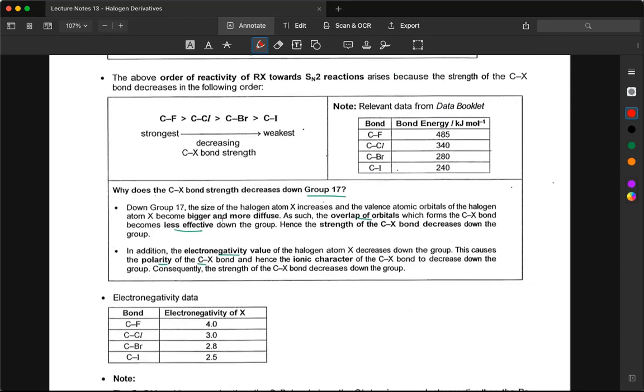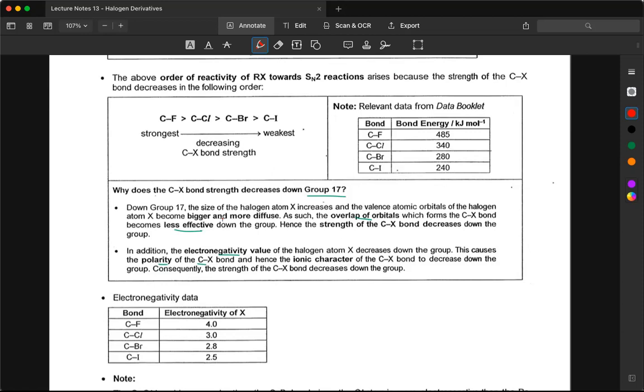Down group 17, the size of the halogen atom increases and the valence atomic orbitals of halogen atom X become bigger and more diffuse. As such, the overlap of orbitals which form the C-X bond becomes less effective down the group. The strength of the C-X bond decreases down the group.